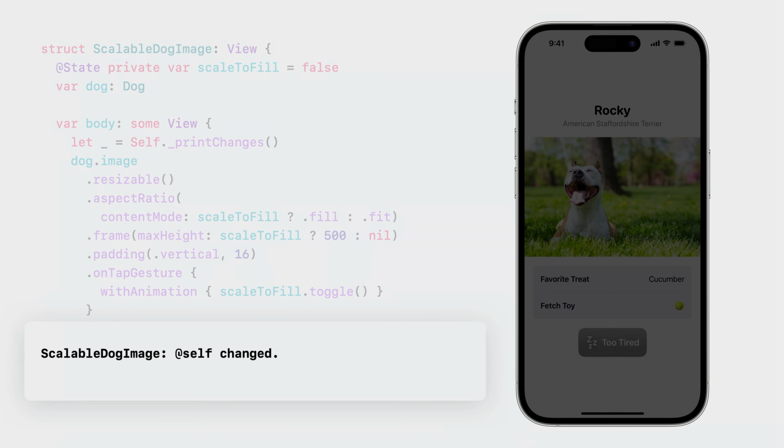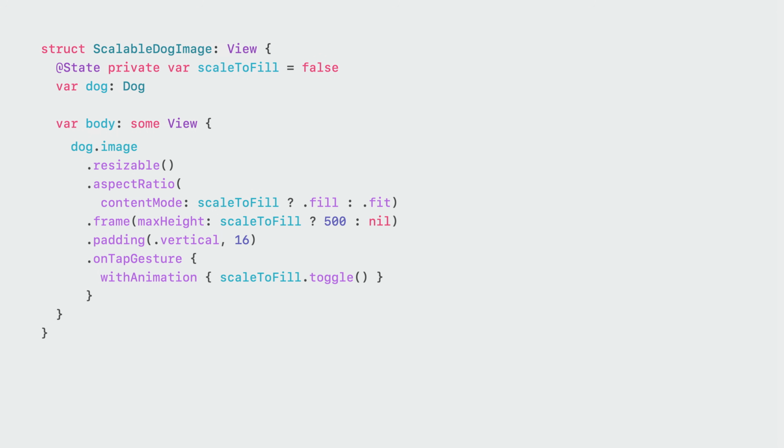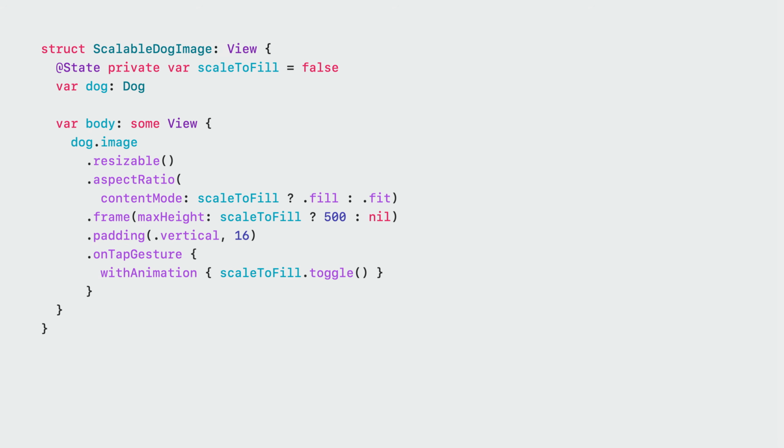It says that self changed. This means that the view value changed, so the scalable image view must have some dependency on the treat, but it doesn't actually need to. Focusing on the code, the view's value only has the scale to fill member and the dog property. Since scale to fill is a SwiftUI dynamic property, it would have shown up in the changelog if it had changed. So @self here means that the dog value changed.